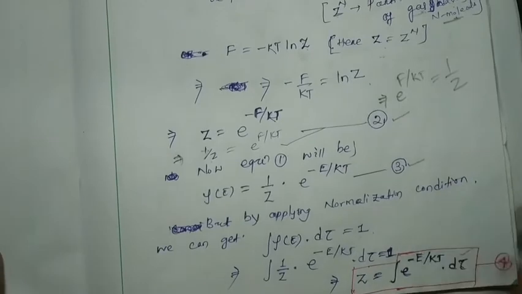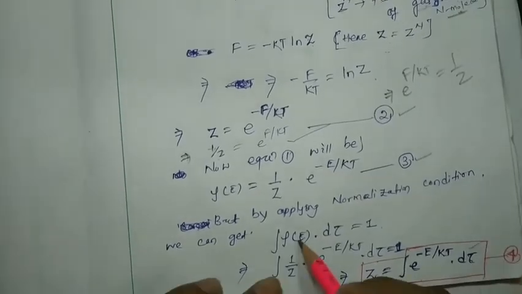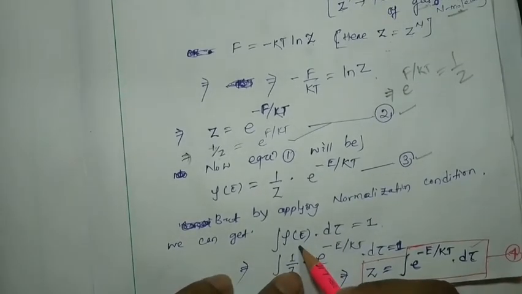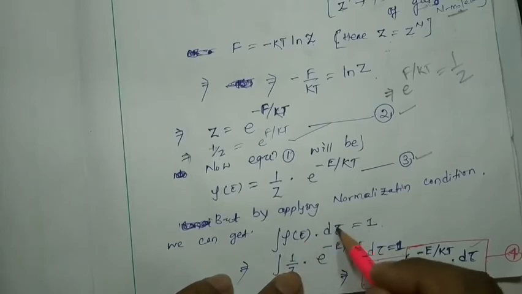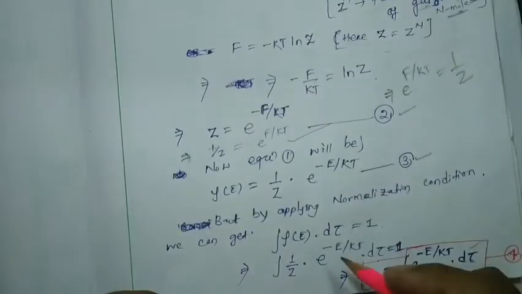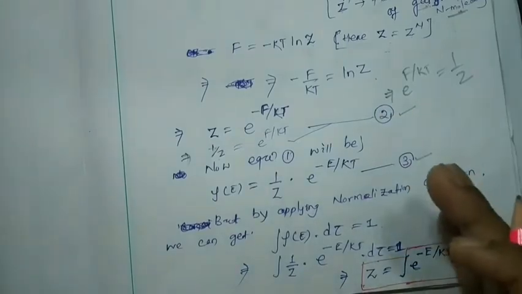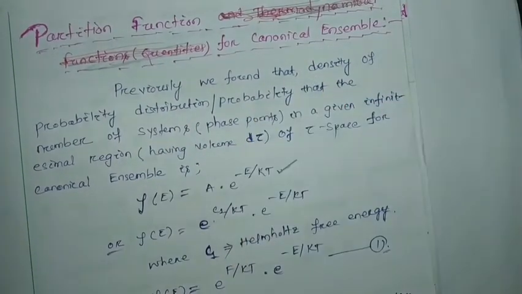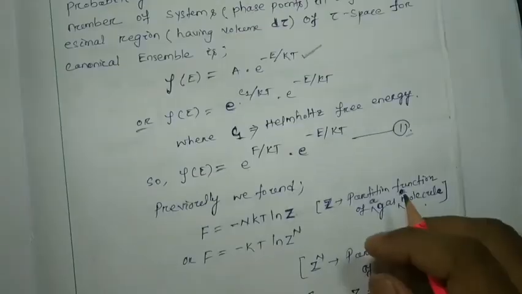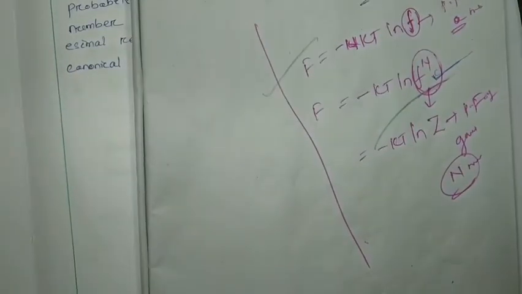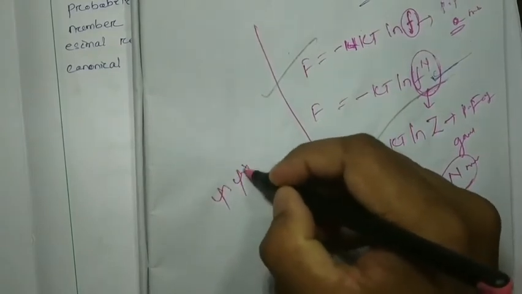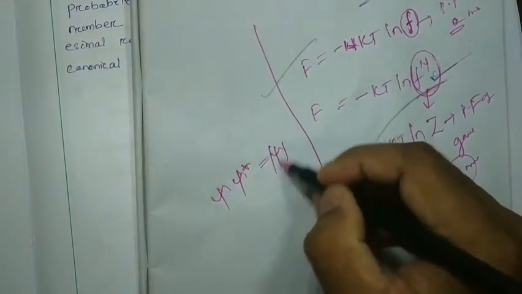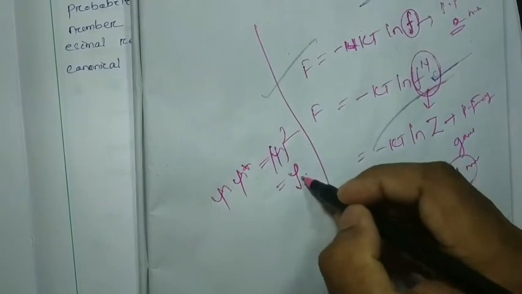But by applying the normalization condition, we know that this represents the density for a unit volume, that is d tau. If we consider the entire volume, the probability should be equal to 1. This is nothing but the representation of the probability distribution. Just recall quantum mechanics. Psi star psi is called psi mod square. This is nothing but rho, the probability density.